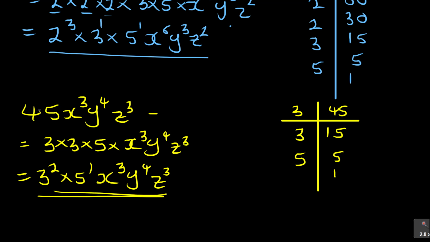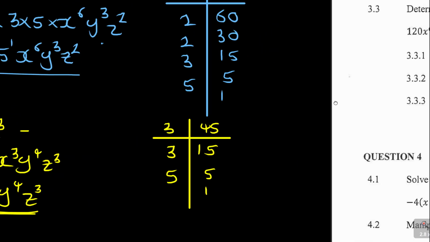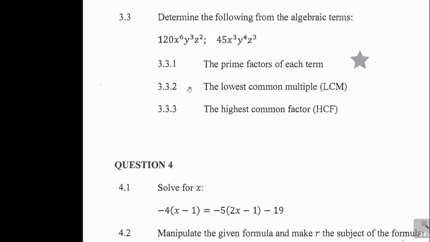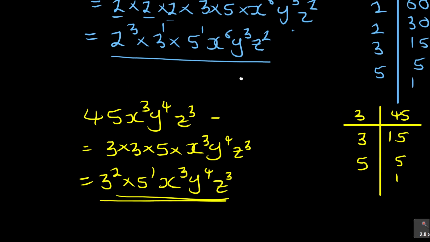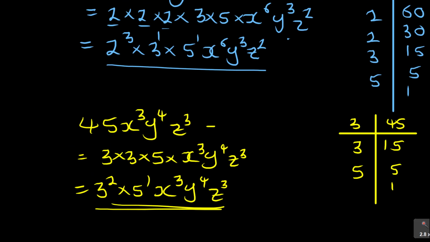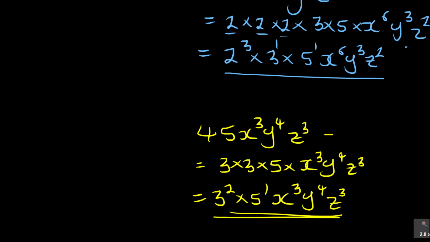I prefer it. Then you'll see why I say that. Now the next question follows up. 3.3.2, the lowest common multiple, LCM. How do we find the LCM of these two? Let me use this. Look at these two. That's where I said I prefer working it in the exponents. How do you find the LCM?